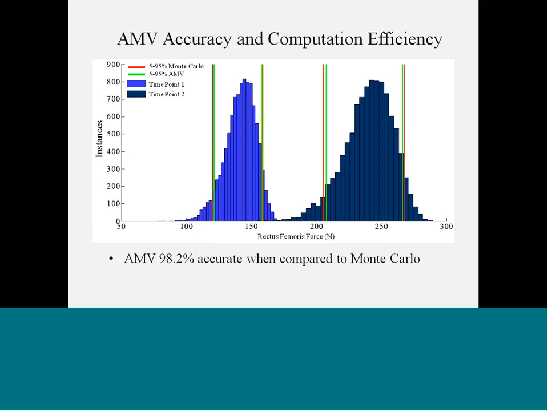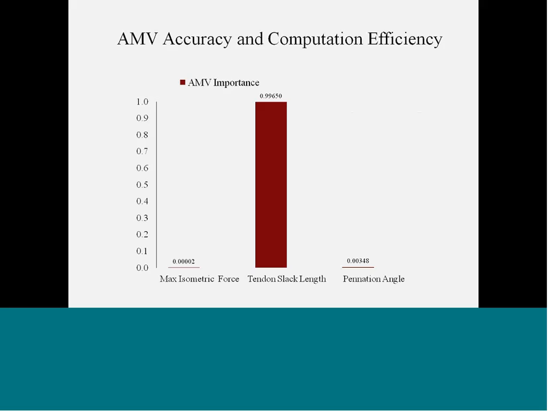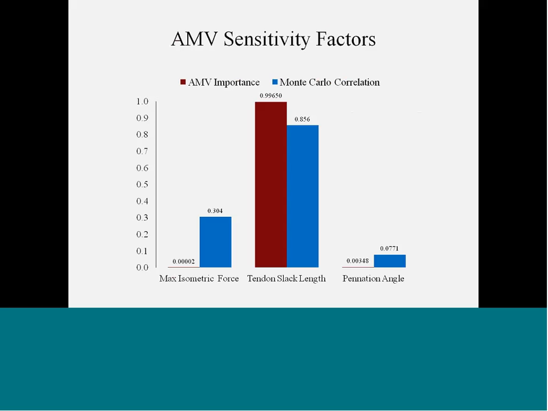What we saw was that AMV was 98.2% accurate when compared to Monte Carlo, but it completed in 4.3% of the time. We didn't lose any of the importance or sensitivity information when we did the AMV. I compared the AMV sensitivity factors to what we got out of the Monte Carlo, and you see they tell the same story. It's not an apples-to-apples comparison, but they're telling a similar story, so you're not losing that sensitivity information, which I know a lot of people are going to be interested in, especially when you can do this in a much more efficient manner.